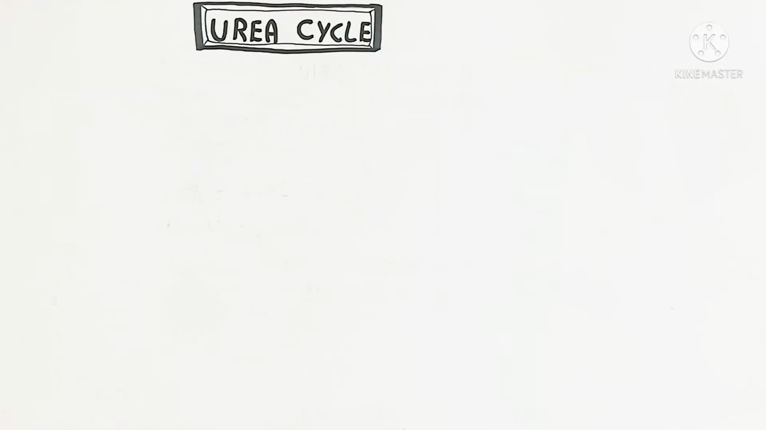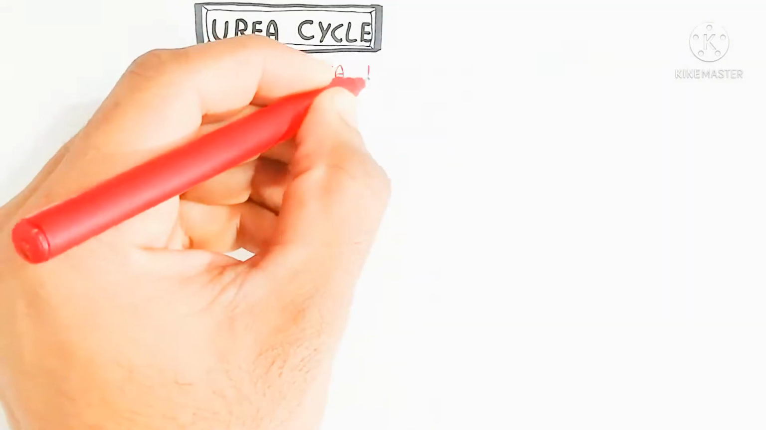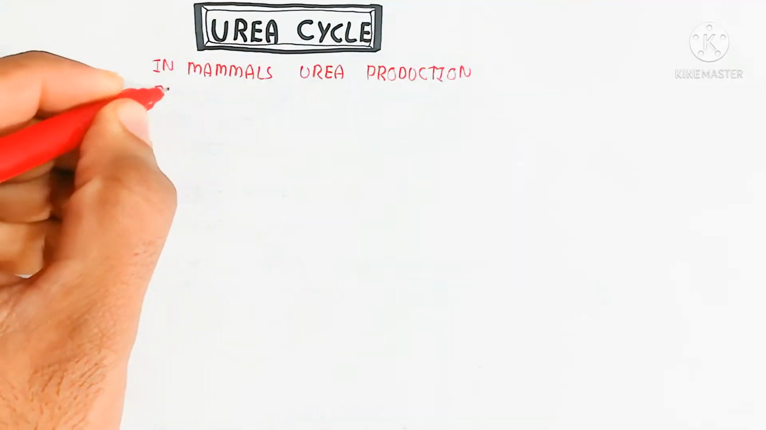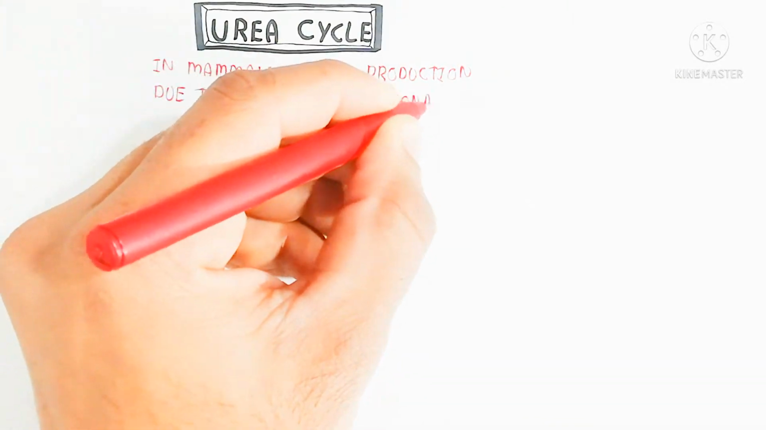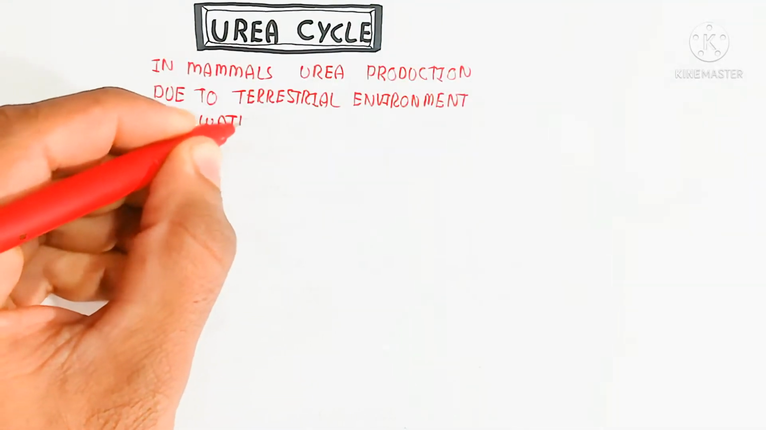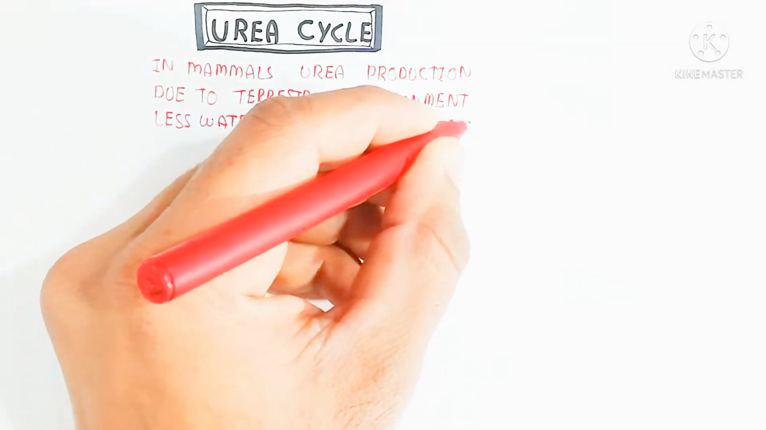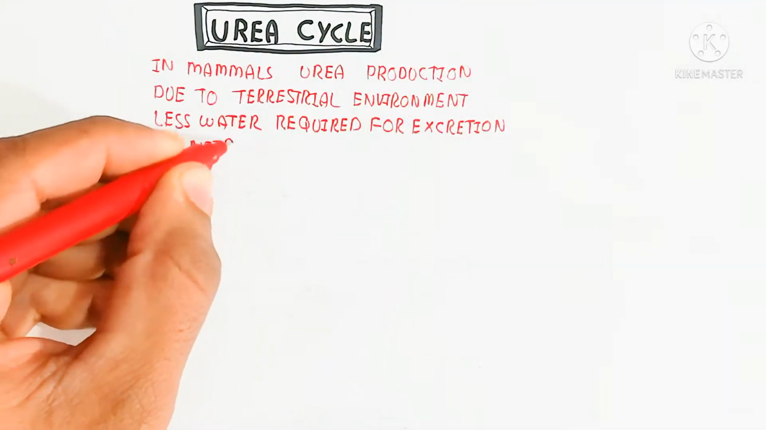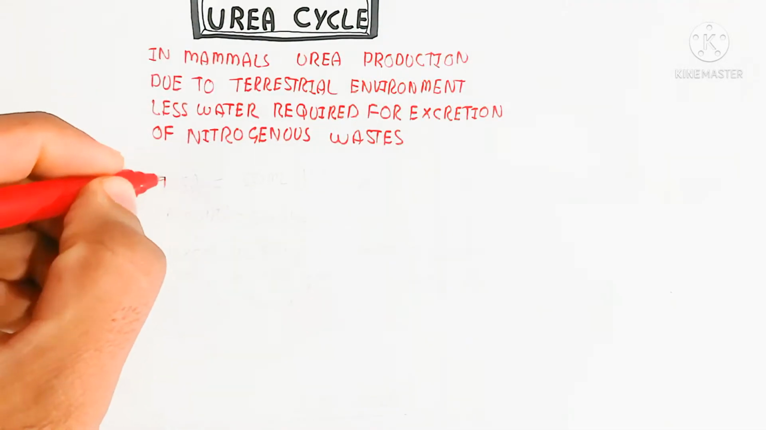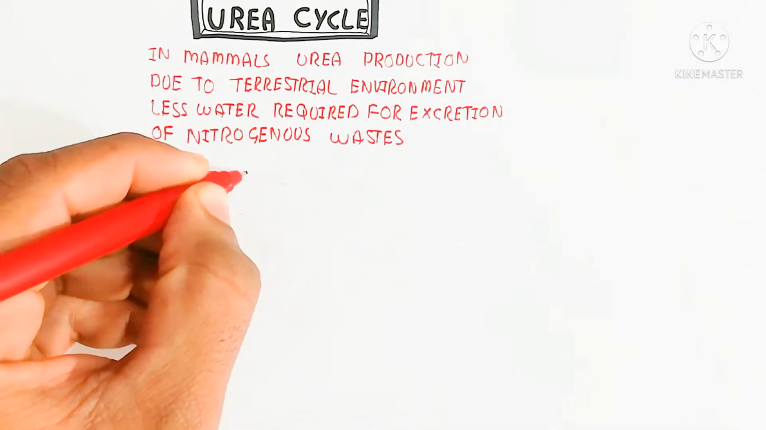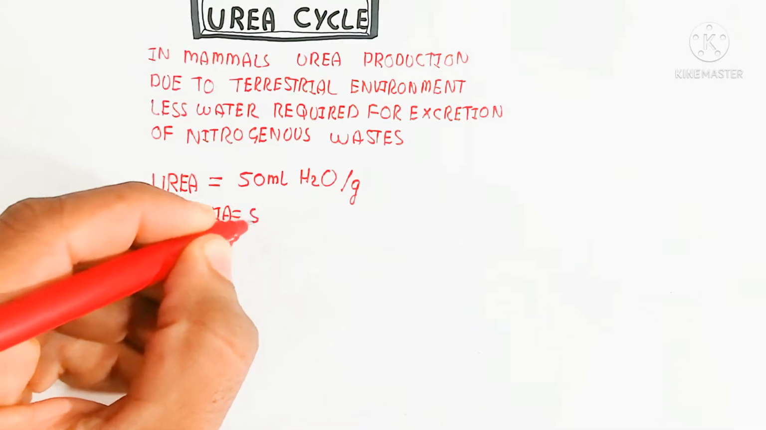of nitrogenous waste, because terrestrial animals, for example human beings, consume less water as compared to fish and others in water-rich environments, for example the ocean, sea, as well as rivers. So ammonia requires 500 ml of water per gram for excretion. So it is impossible for humans.